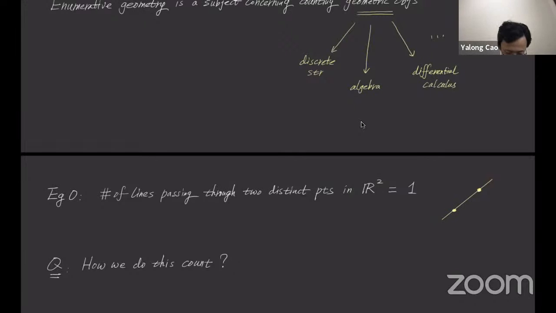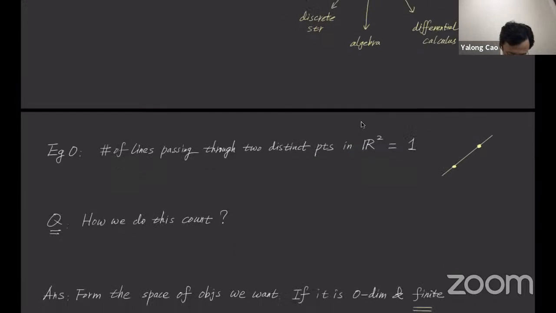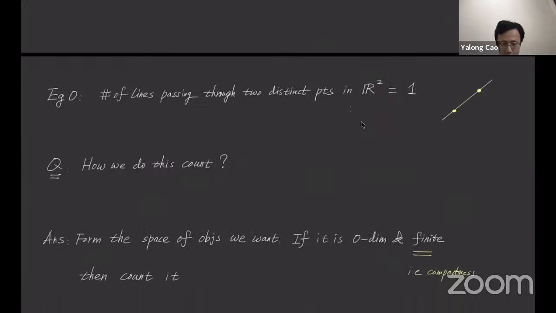Then we should ask ourselves, how do we actually do this count? Most people answer this question because they already know the answer. You say, okay, just 1 because I learned it. But in fact, we want to understand how we do this. The answer is that we first form the space of objects we want. The space of objects now is just a line passing through these two points. Because there is only one such line, the space of objects is just one point.